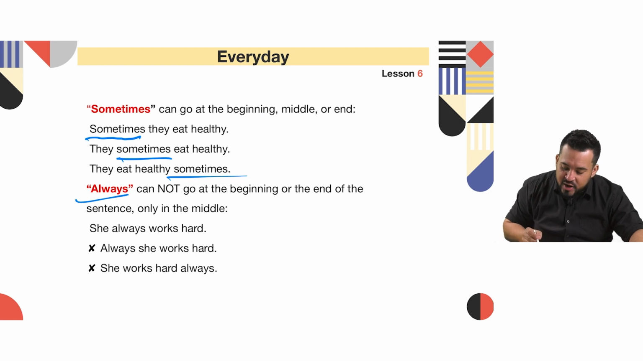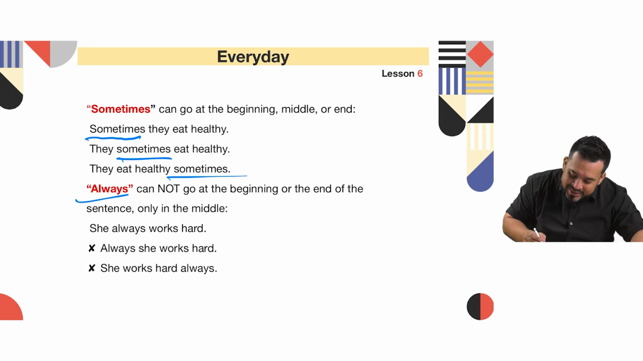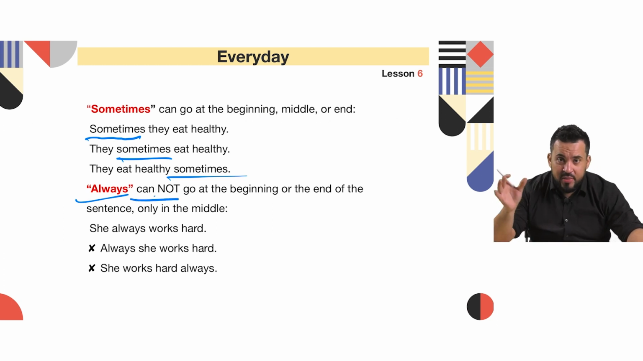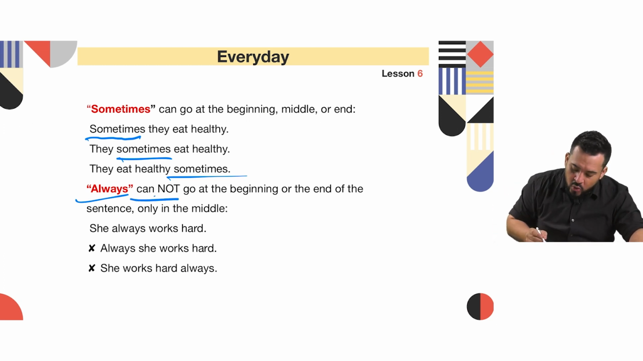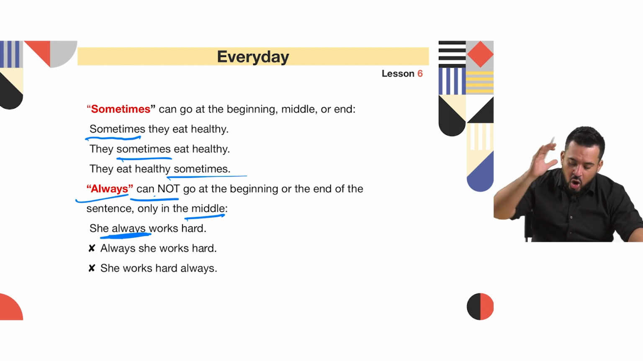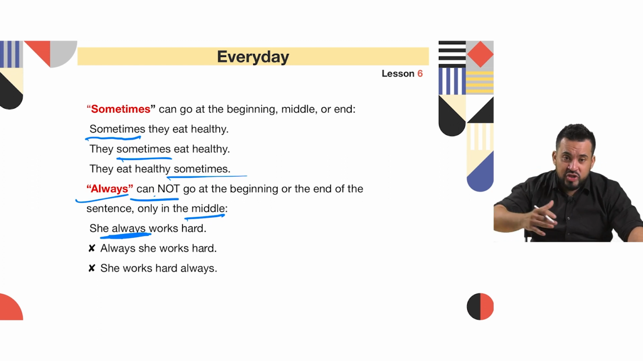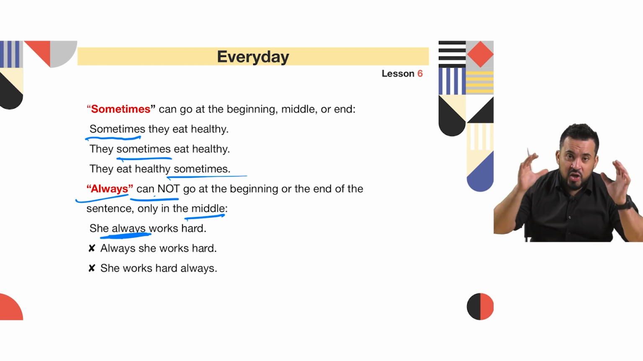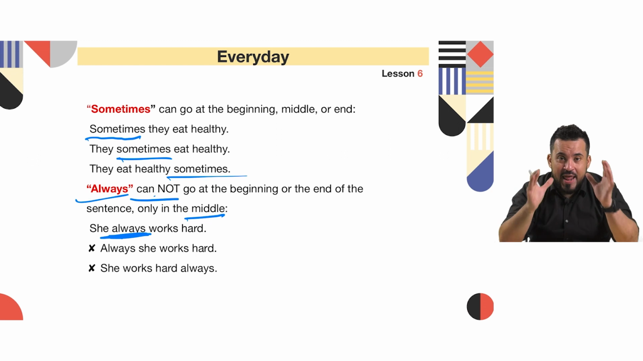Always cannot be at the beginning or the end. Okay? Always is normally in the middle. She always works hard. We don't say always she works hard. We don't say she works hard always. So the rule with always, it never comes in the beginning or the end. It's always in the middle.